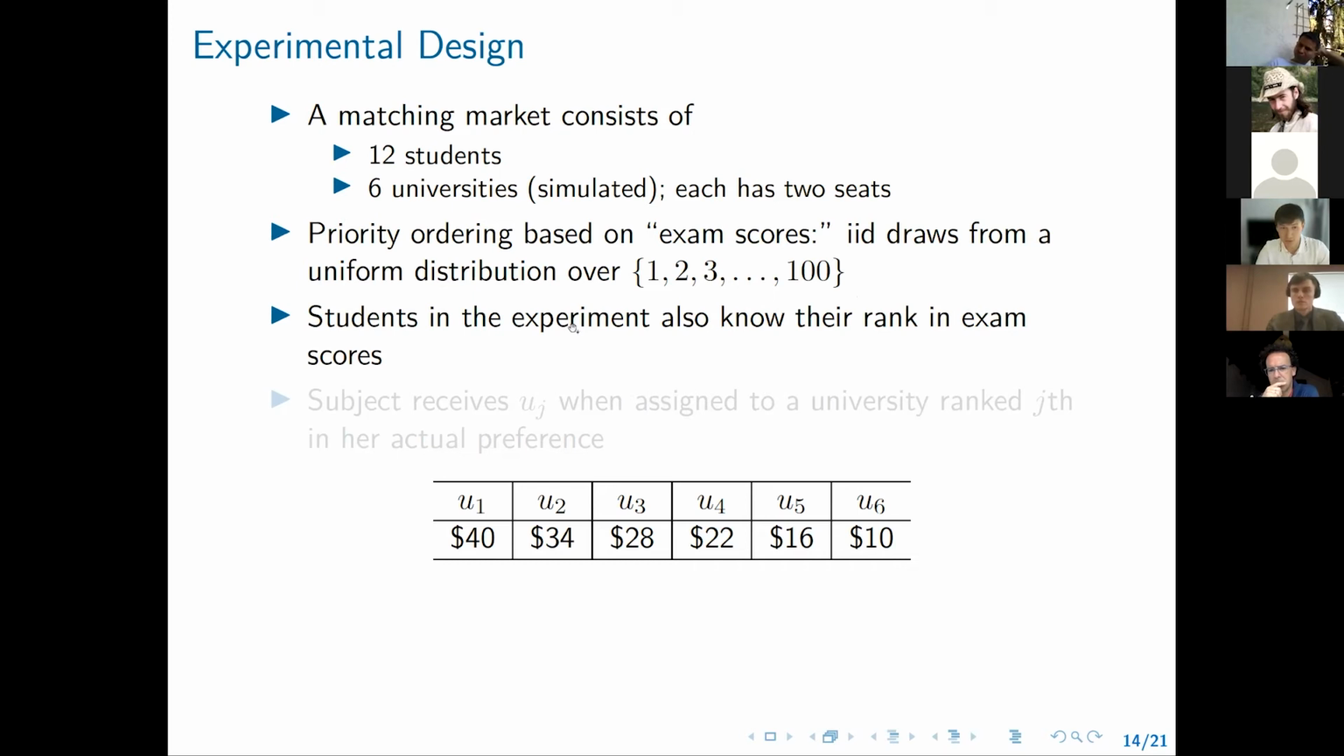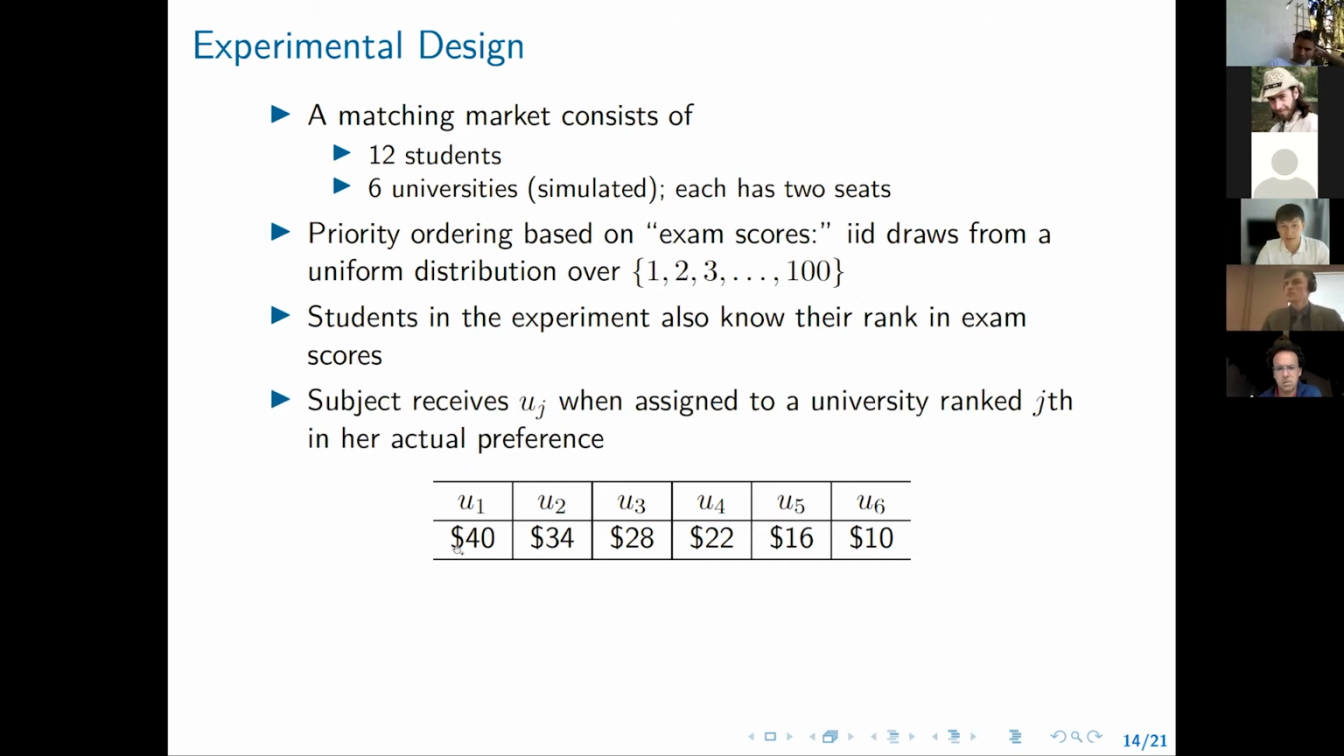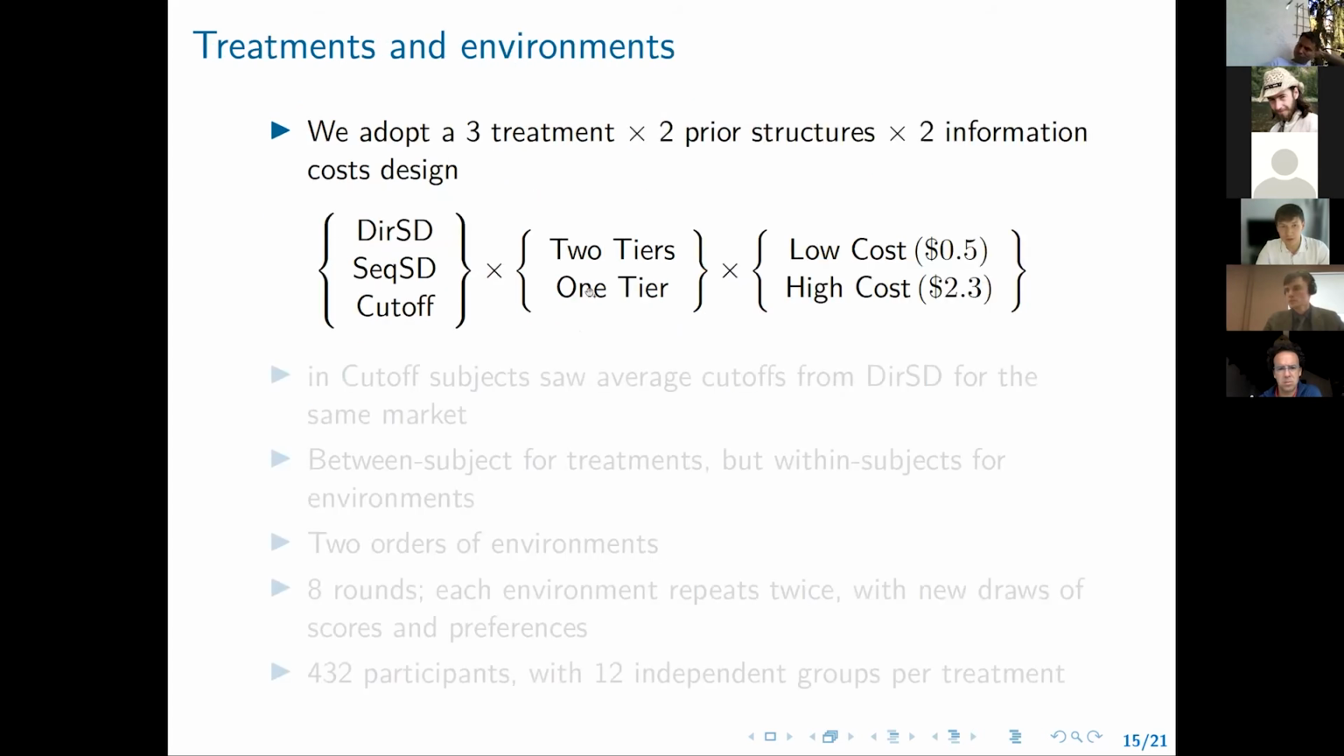This is also important. The cardinal utilities of students are such that for top choice, they get $40, for second choice, 34, and so on. And these are Australian dollars, because it was done in Melbourne.